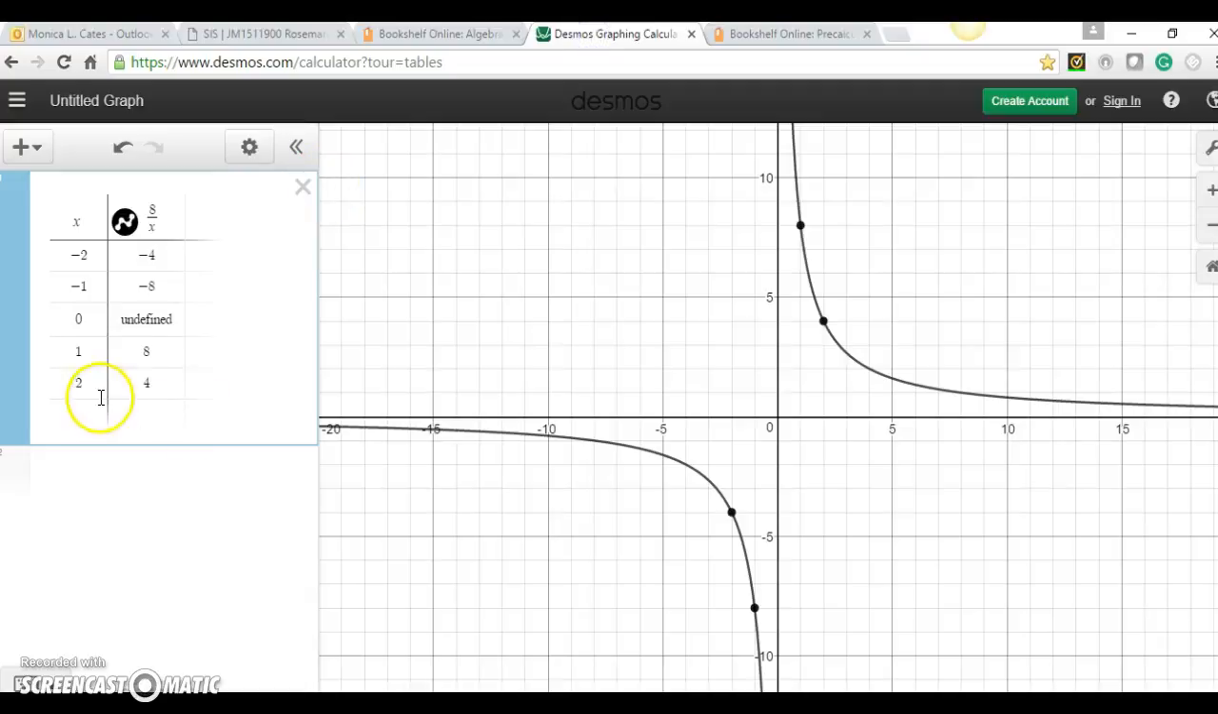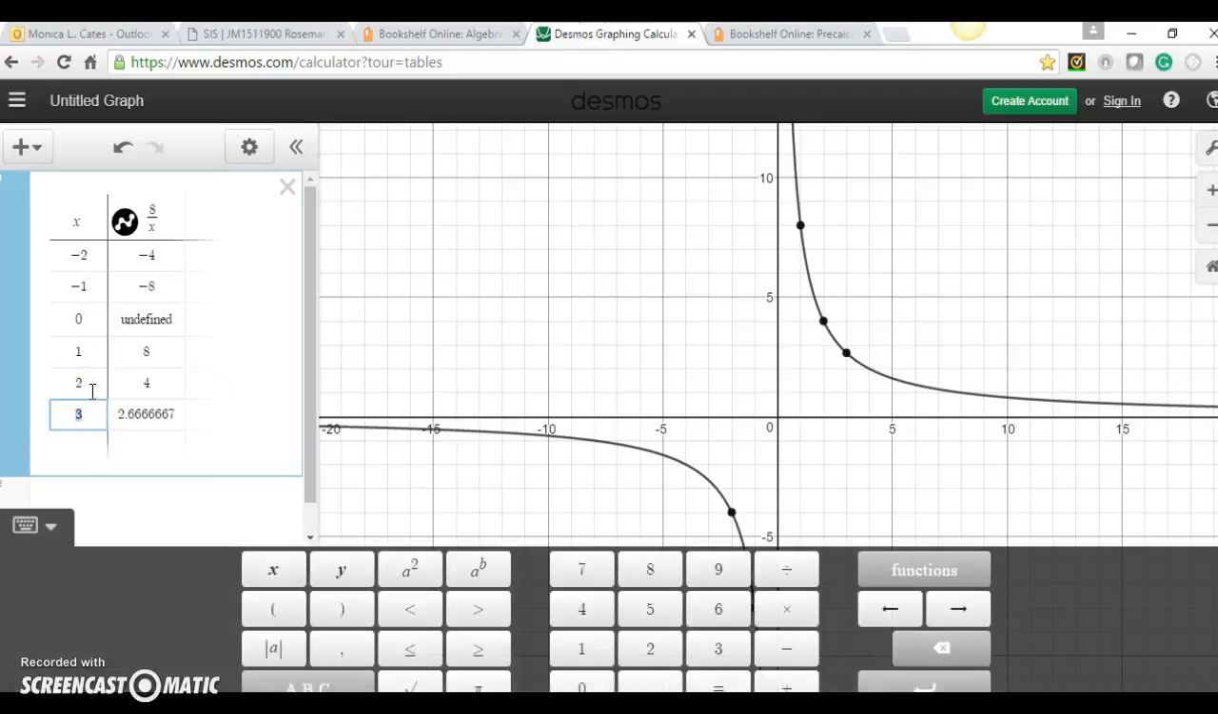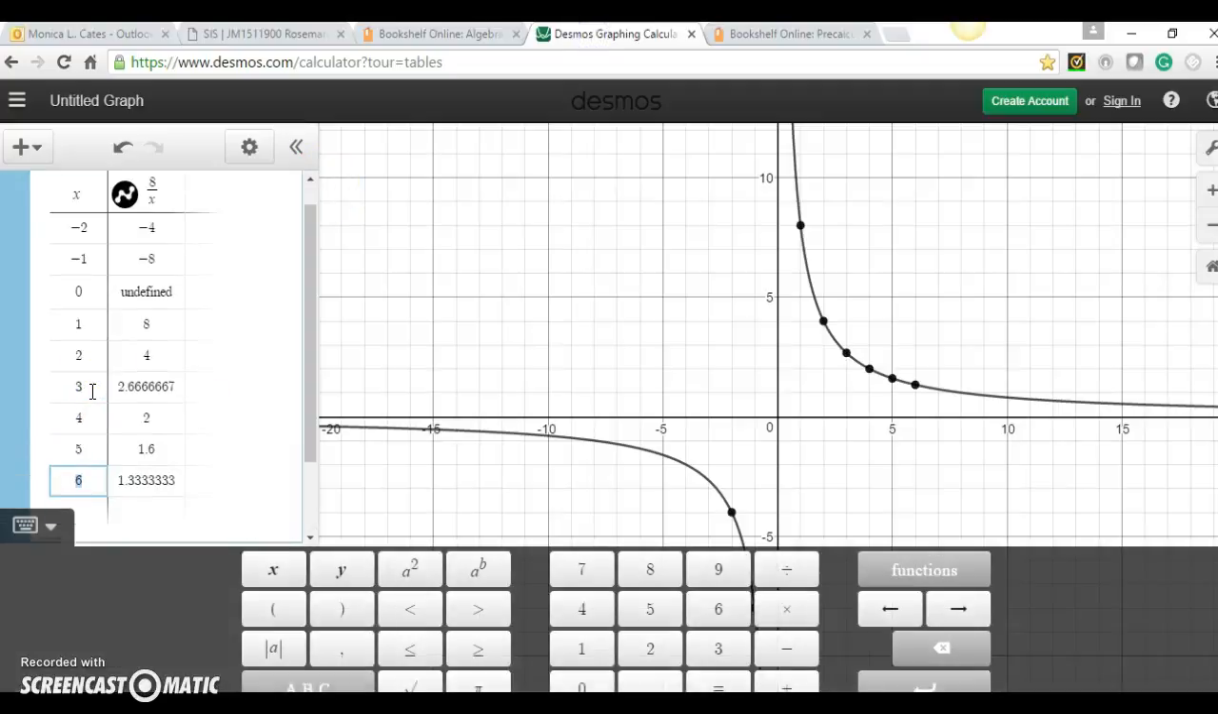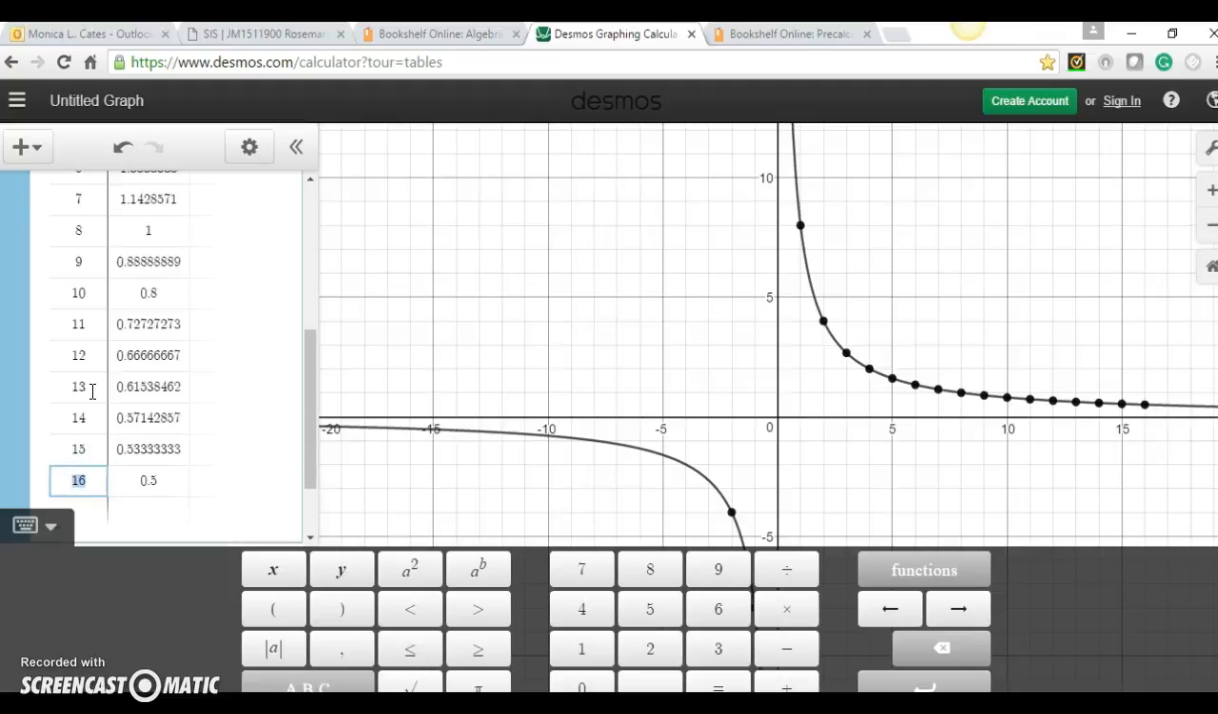I can actually put my values in so you can see. So notice it's getting closer and closer to 0, but never actually reaching 0. The more I go, I can just keep going and going and going, and it doesn't get to 0. So it's going to get closer and closer to 0, but it doesn't reach it.